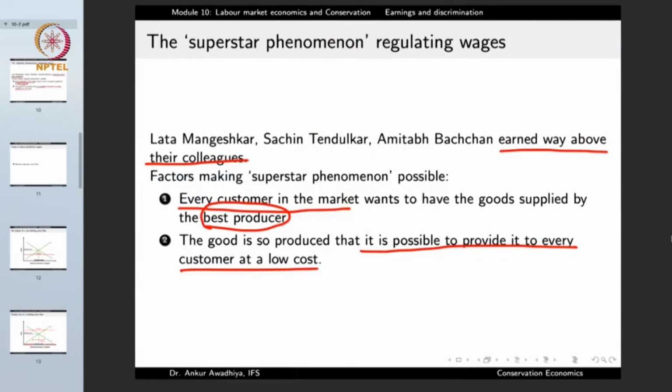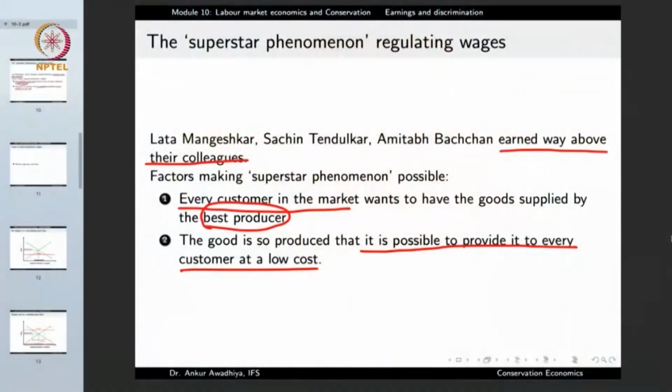If they are working in a sector that permits them to provide the goods at very low cost, and when they are the best in the field and they are working in a sector where everybody wants to have the goods or services by the best, in that case, they might be earning way above the crowd. So that is the superstar phenomenon.